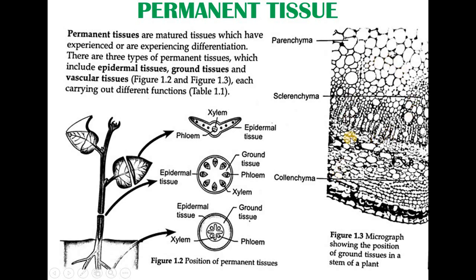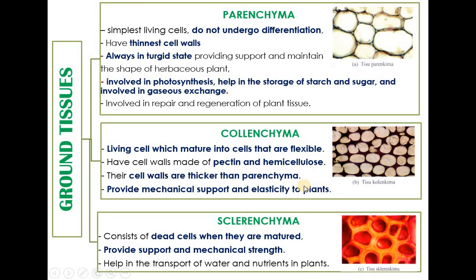As we know before, ground tissue can be divided into parenchyma, sclerenchyma, and collenchyma. Now we are going to discuss more about the ground tissues. Parenchyma, the first type of ground tissue.